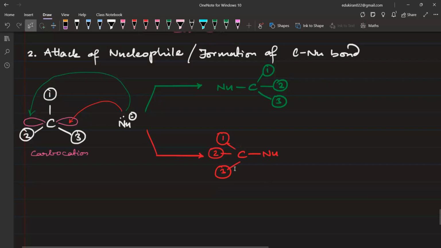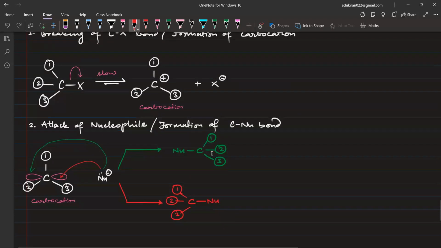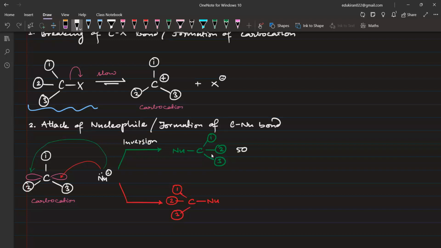Now I want you to compare these products with the original structure. If you look at the original structure and look at the green product, you can see that it is completely ulta, na, inverted. So that is why you get 50% inverted product. This process is known as inversion. यहाँ पे लिख देते हैं inversion, and this product will be known as inverted, and the quantity that we will be making is 50%, because 50% chance है ना, there are two lobes, 50% from the front or 50% from the back. It is 50%, and this is known as inverted.